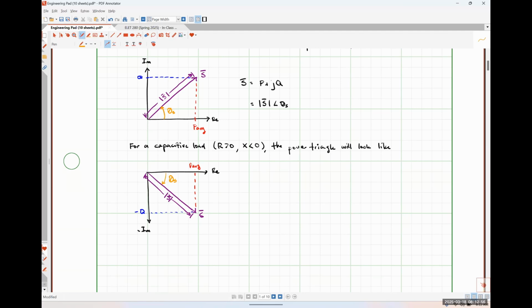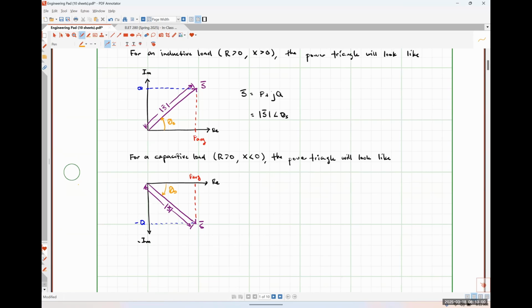So I have a little bit of a conceptual question I would like to ask you guys. Why don't you think we're going to see any power triangles in the second quadrant or the third quadrant? Anybody have any idea? Yes, sir. So what part of it can't be negative?